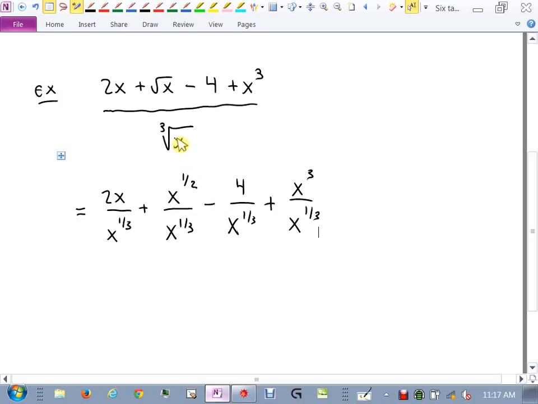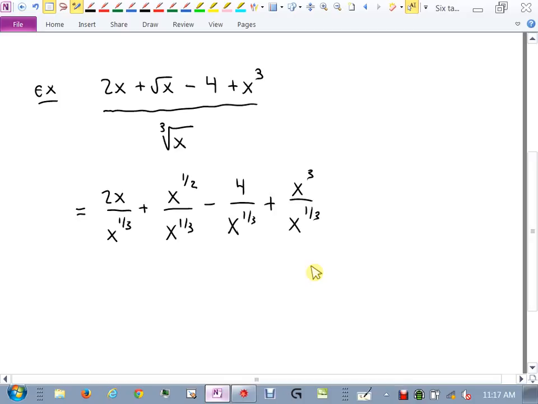So I've rewritten the cube root of x as x to the 1/3. Is everyone comfortable with that? That's just using our notation for radicals, converting from radical notation to rational exponents, converting the square root of x to x to the 1/2. So we okay there?